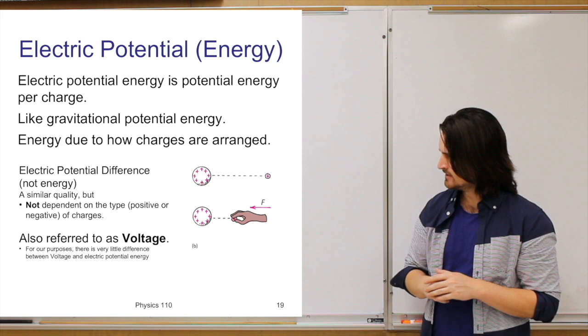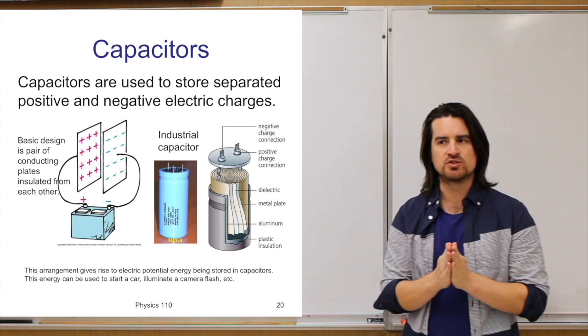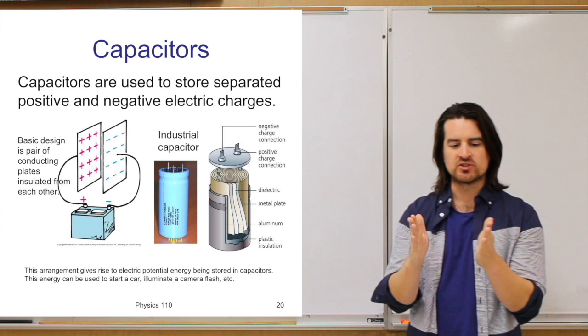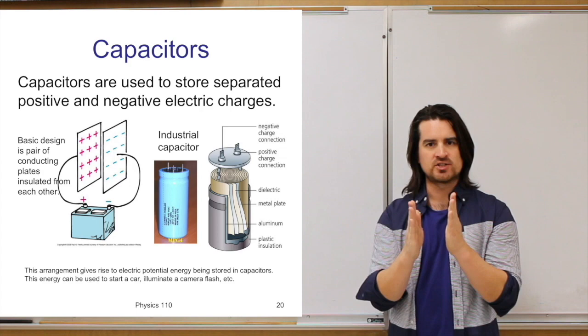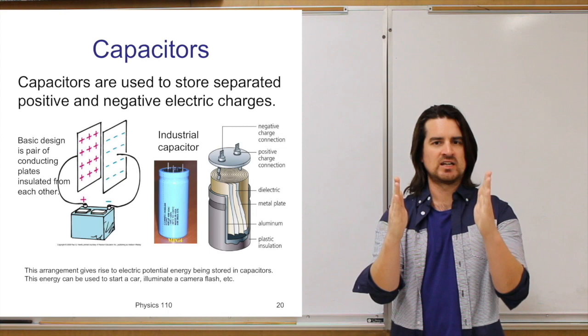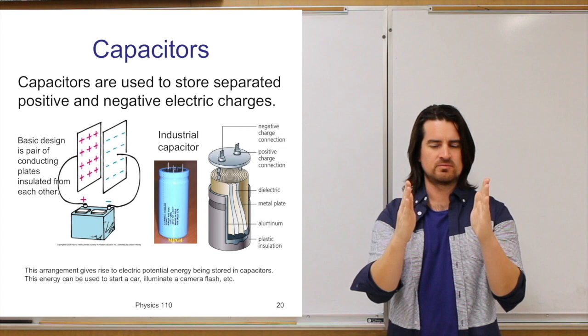Okay, the last thing to talk about real quick is what we call a capacitor. The reason we talk about that is because it has a lot to do with electrical potential energy and potential difference, or voltage. The most basic form of a capacitor is two oppositely charged objects, usually plates. You have positive charge on one plate and negative charge on the other, separated by some distance. That's it. Usually, in the static case, there's an equal amount of negative charge on one plate as positive charge on the other.